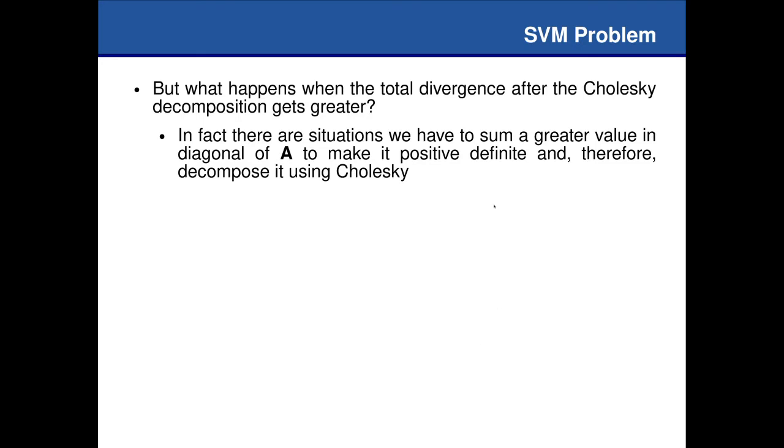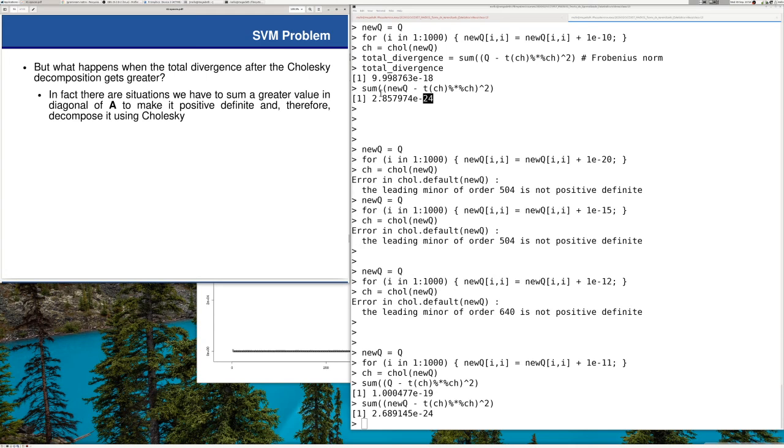But what happens when the total divergence after computing the Cholesky decomposition gets greater? What happens if I compute this divergence and it is really, really great? Let's suppose it's going to be like 1 or 2 or 3 or 4 or 10 or 1000. That basically means that the problem I would be solving after summing up something in the diagonal of Q would be a different problem, would be an approximation of my original space represented by matrix Q.